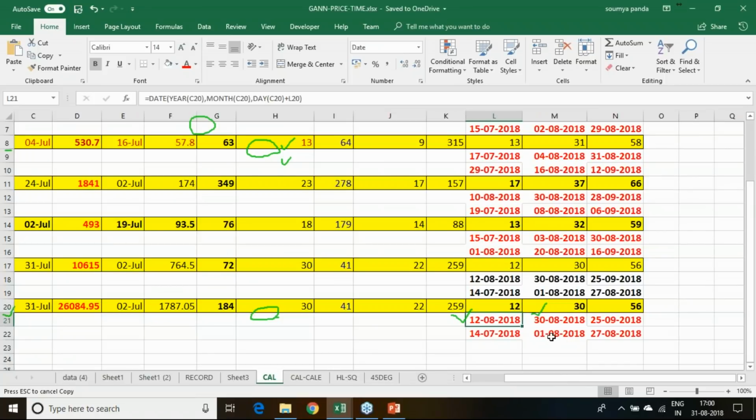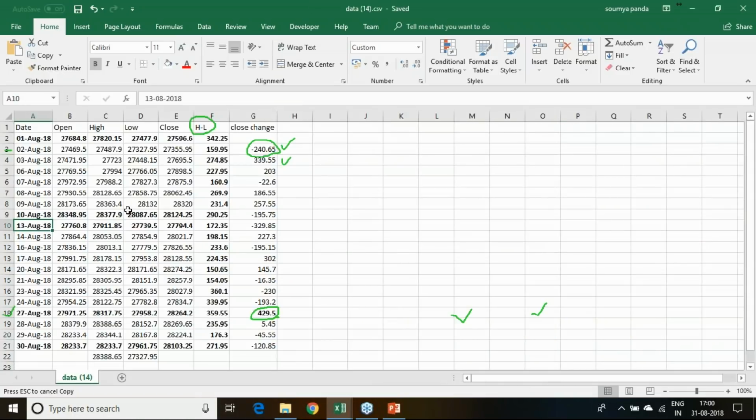I'll again take you here. 1st August is one of your trend change dates. And you are experiencing here on the 2nd August, you are down by 240 points. 1st August data also you can take and cross verify.